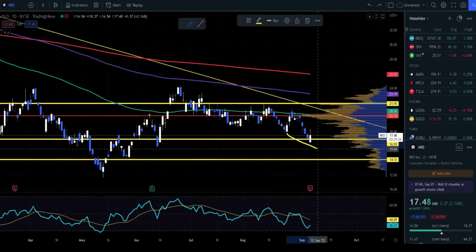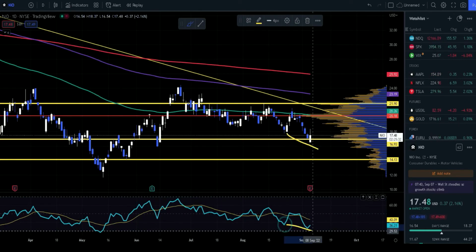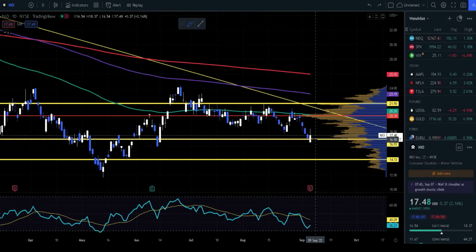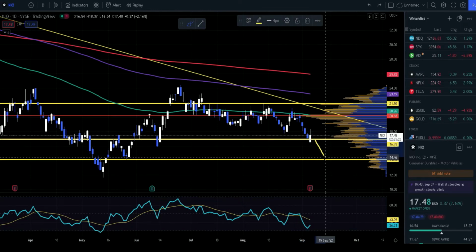And also we can see the price is making a lower low, but the RSI is also making a lower low, so no bullish divergence is available. Hence there is a strong chance of price moving towards the $14-15 mark.